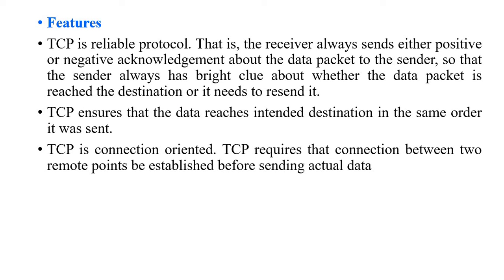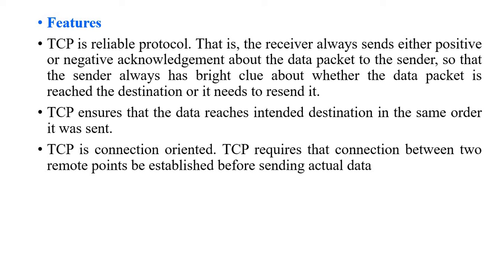Now, certain features of TCP. TCP is a reliable protocol, that is, the receiver always sends either a positive or a negative acknowledgement about the data packets which have been sent, and TCP ensures that the data reaches the intended destination in the same order as it was sent. Also, TCP is a connection oriented protocol. Therefore, the connection between the two remote points will be established before sending the actual data. That means before data transfer takes place, we need to concentrate on connection establishment. That process is more important.